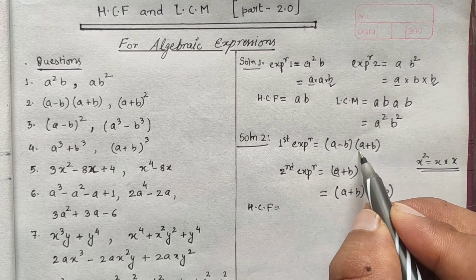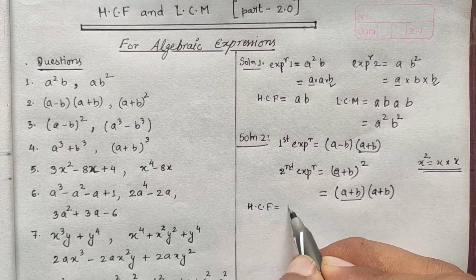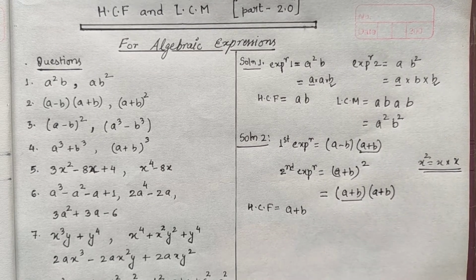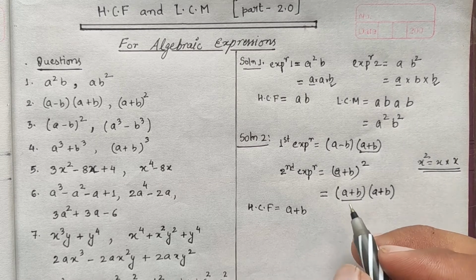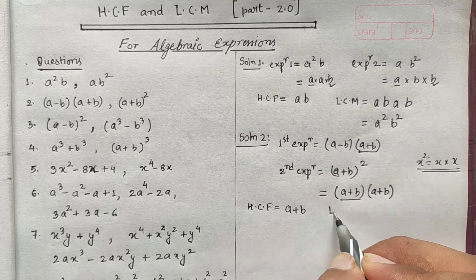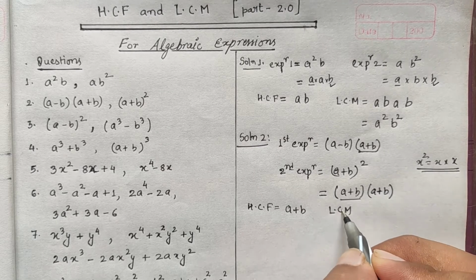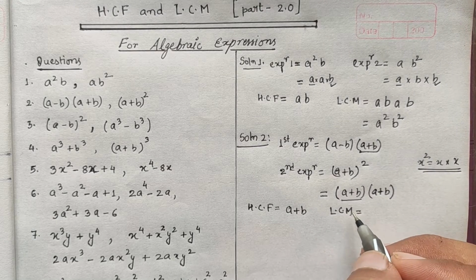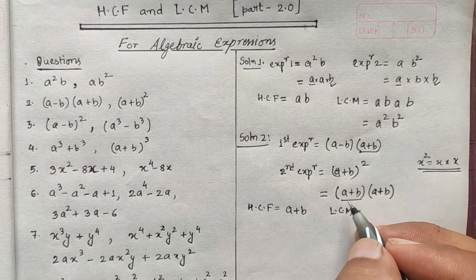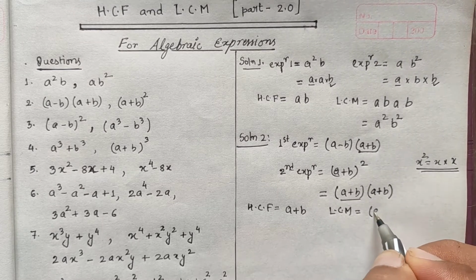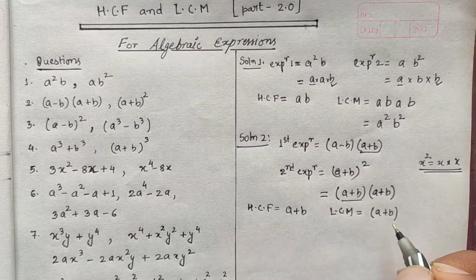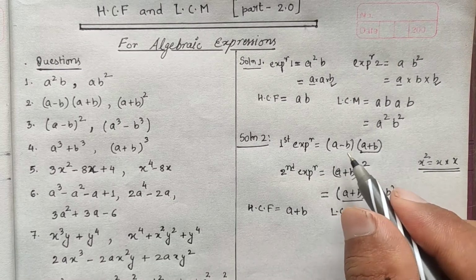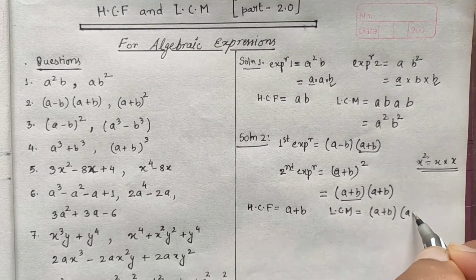So what is common here? A plus b, a plus b. So you can write the HCF as a plus b, is not it? And what's the LCM? In the case of LCM, we will write the common first. The common is a plus b. What's the remaining? In the first expression, the remaining is a minus b.